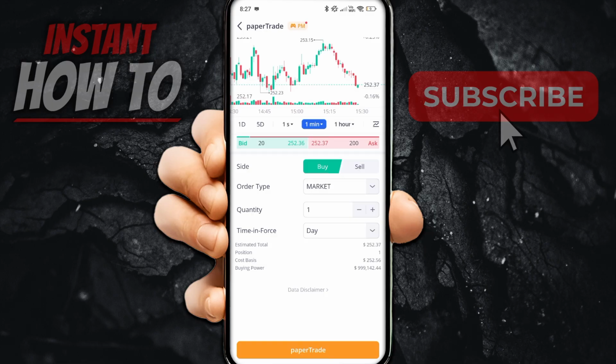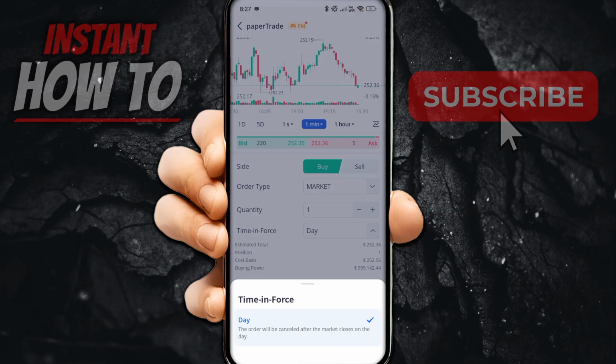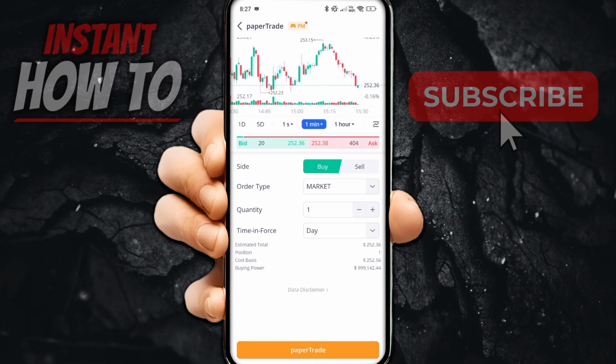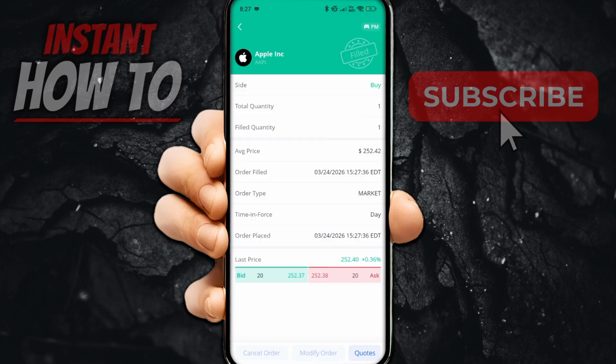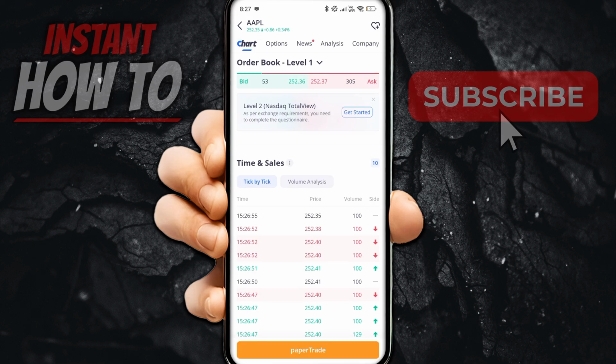And then as you can see, it says estimated total just below. It's changing whenever I'm changing it. And then select your time in force, and then just tap on trade or buy or sell at the bottom, whatever it says. For me, it says paper trade because I'm on my paper trading account. And there we go. As you can see, it went through, and that's essentially how you trade. You can then go back and sell, etc.